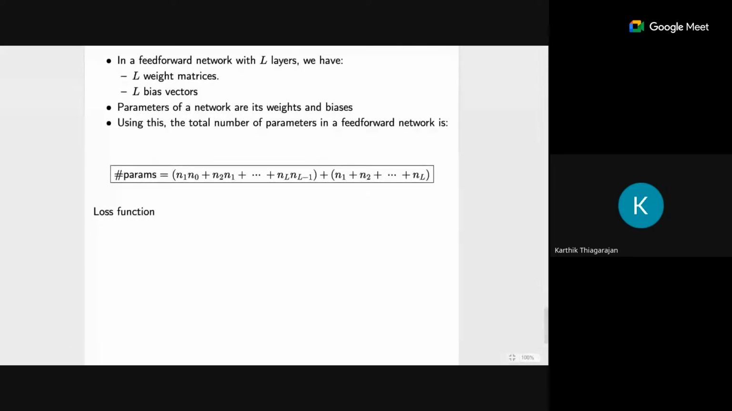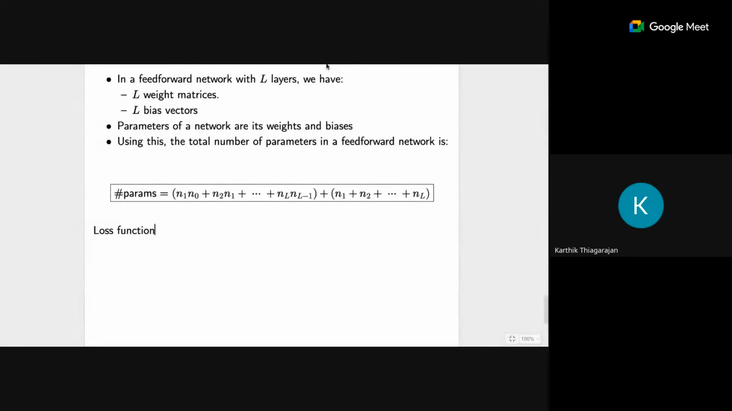Is this the full screen? Okay, that's better. Okay, right.